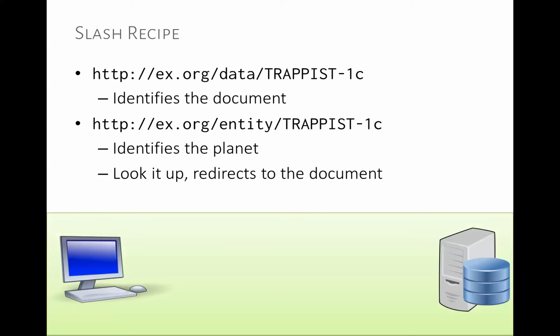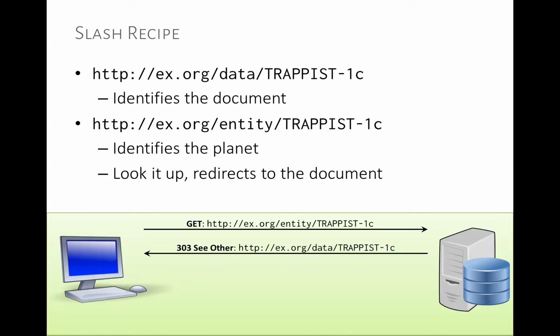So we'll have a look at how this works. We do a GET on the identifier for the planet, and we get a special redirect called 303 See Other. What other redirects are there? Does anyone know? What's a 301 redirect?